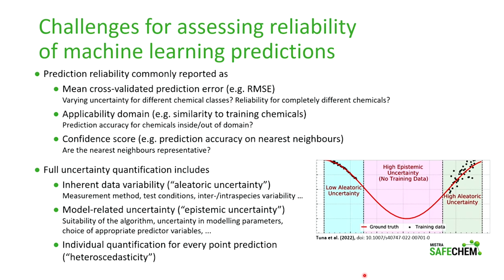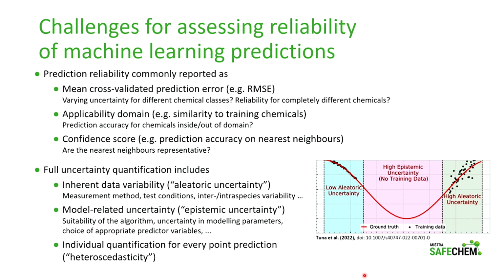And instead we propose that we want to do a full uncertainty quantification that includes the inherent data-related uncertainty, something like variability across measurement methods, test conditions, and interspecies variability. And this is the one that we don't really have any control over when we start building the model. And then the other type of uncertainty is the model-related one, which is about how suitable is the algorithm that I'm using, how uncertain are the modeling parameters that I fitted, and did I choose appropriate predictor variables. So this is something where I might have some leverage.